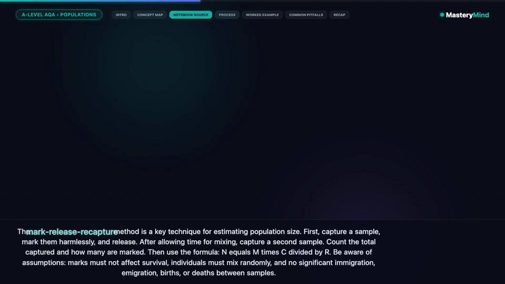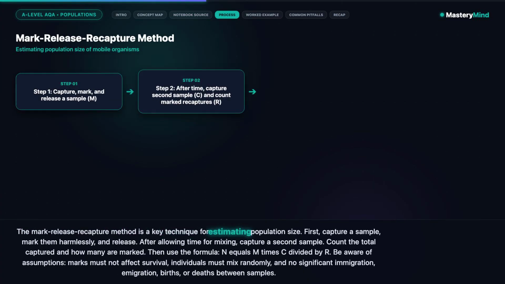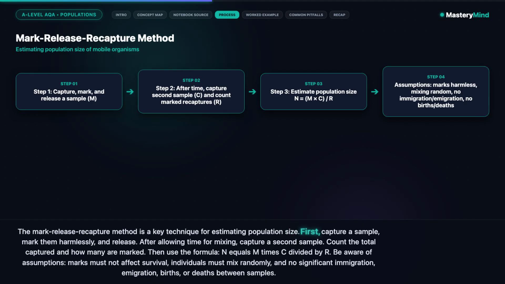The mark-release-recapture method is a key technique for estimating population size. First, capture a sample, mark them harmlessly, and release. After allowing time for mixing, capture a second sample, count the total captured and how many are marked. Then use the formula. N equals M times C divided by R.